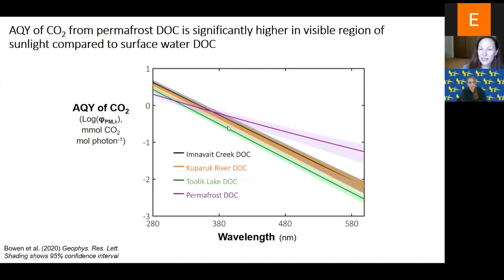What I've got plotted is the average and 95% confidence interval for 3 surface water DOC that we've studied: Imnaviet Creek, Kuparuk River, Toolik Lake, and then the average of all of our permafrost DOC. The takeaway point here is that the permafrost DOC has significantly higher yield for CO2 production into the UVA and visible portion of the spectrum. And that's really important for water column rates of photomineralization because there's a lot more visible photons reaching the water than UV.